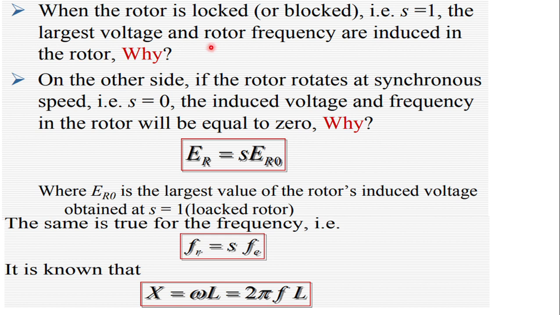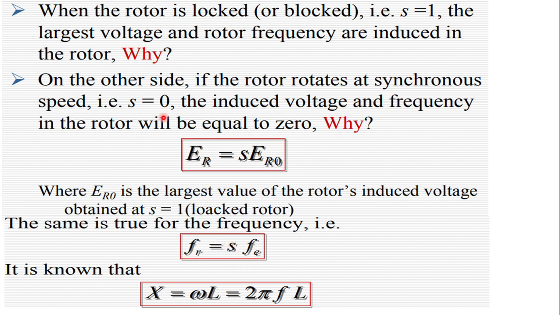Now, when a rotor is locked or blocked, which means motor speed is equal to 0, slip is 1, as slip is equal to synchronous speed minus motor speed over synchronous speed. So motor speed equal to 0 means slip is equal to 1, or the rotor is blocked by hand or some belt mechanism. In this case, the largest voltage and rotor frequency are induced. When slip is equal to 1, induced voltage is maximum and rotor frequency is maximum, or the motor is blocked.